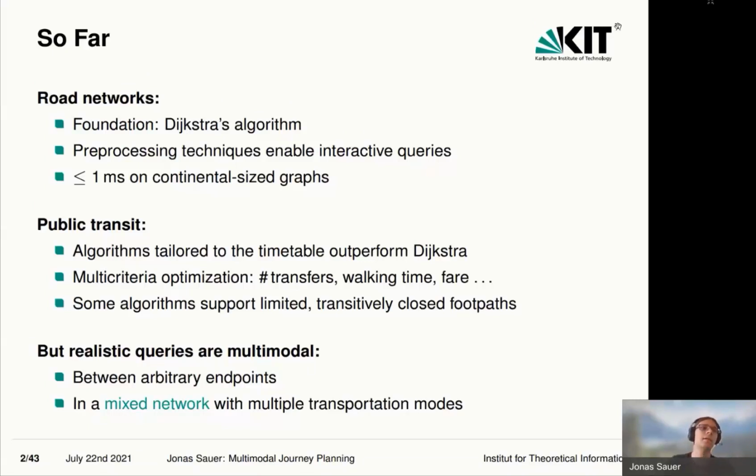Okay, so now we want to look at multimodal queries. We want to combine multiple modes of transportation, including both timetable-based ones and road-based ones. And we want to support queries between arbitrary endpoints in a mixed network that combines multiple transportation modes.